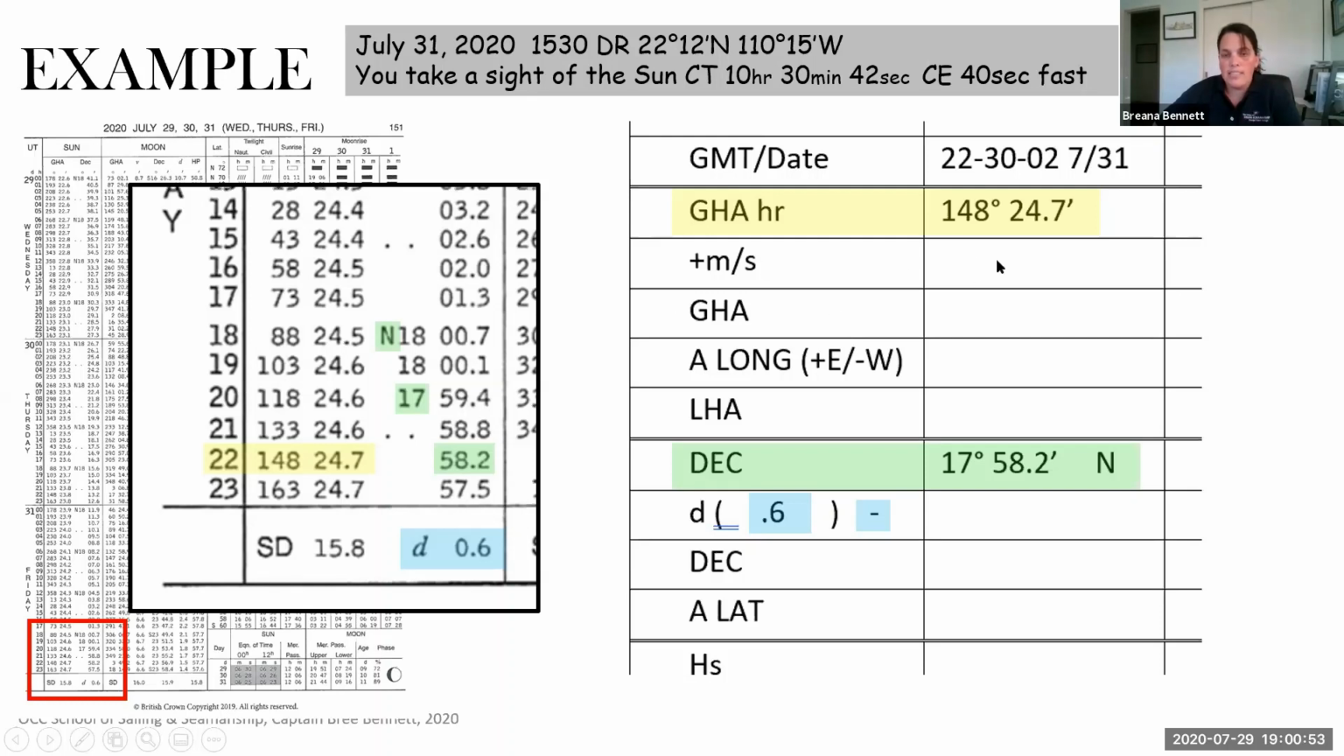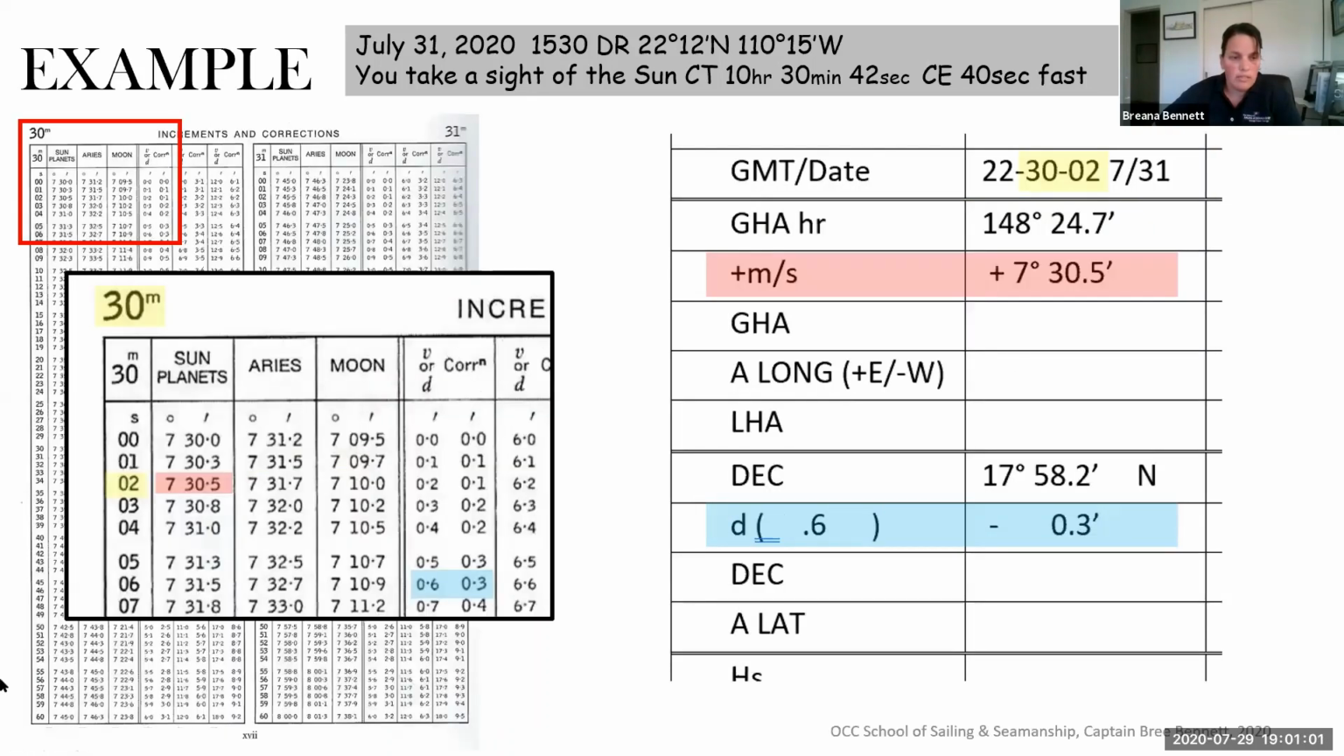And then I have to go to the minutes and seconds to get me the next step. Because my time is 22:30:02, I'm going to go to the 30 page of the minutes and seconds, and then second 2. So I'm in 30 minutes, 02 seconds. The correction for my GHA is going to be 7 degrees, 30.5 minutes. I can plug that in right there.